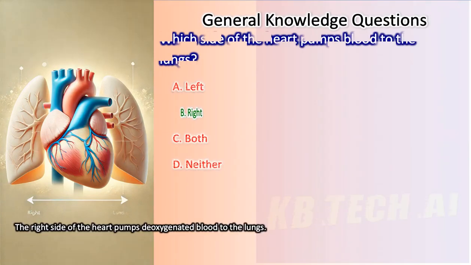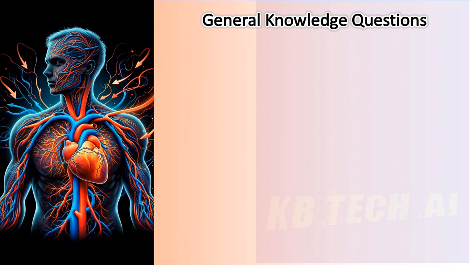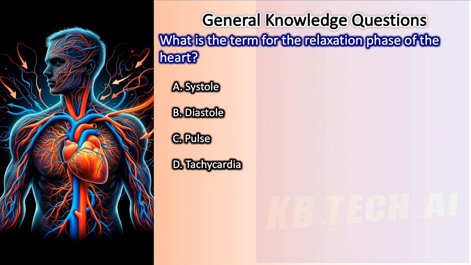The answer is Option 2. Right. What is the term for the relaxation phase of the heart? Option 1. Systole. Option 2. Diastole. Option 3. Pulse. Option 4. Tachycardia.